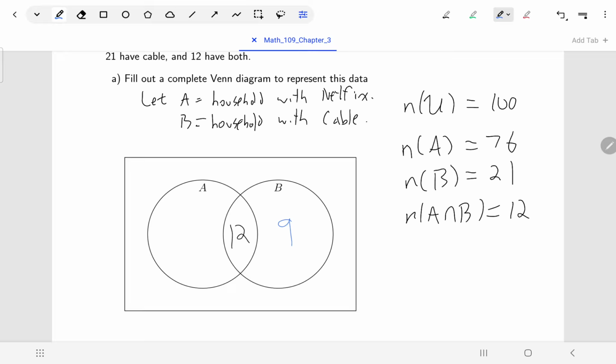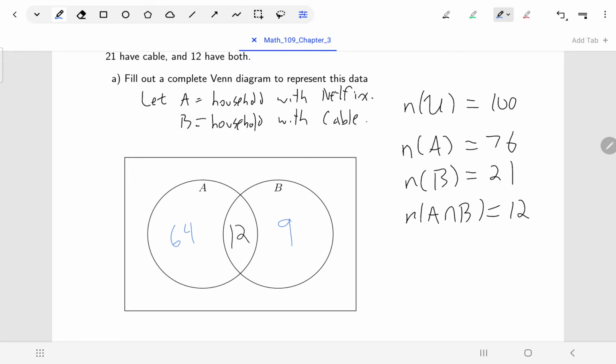And I can do the same sort of thing for the Netflix circle. Again, we know that there's supposed to be 76 households in the Netflix circle. We've already put 12 in, which means that there's a remaining 64 to be accounted for.